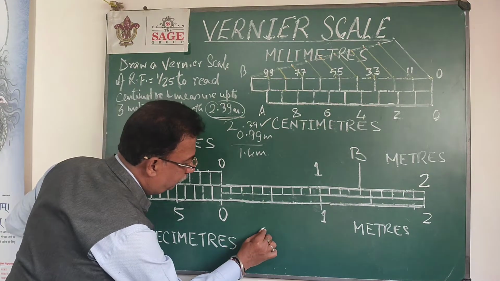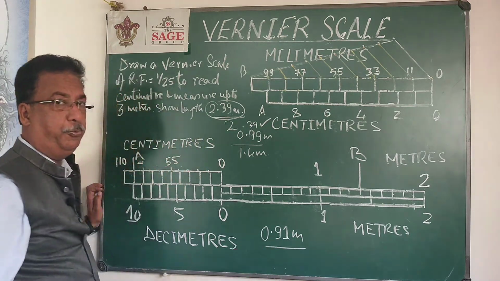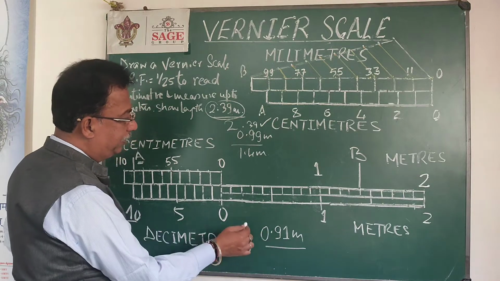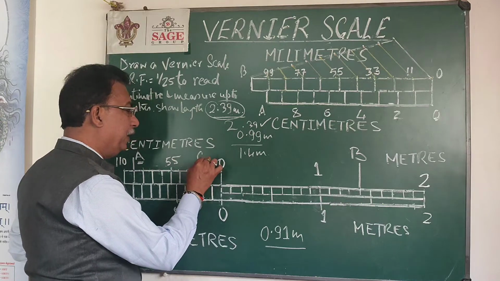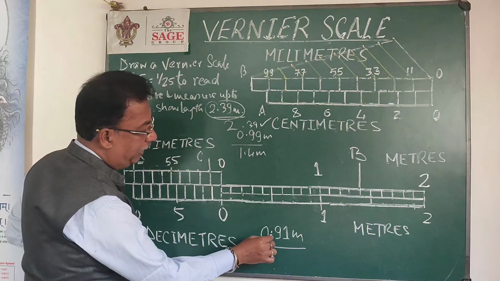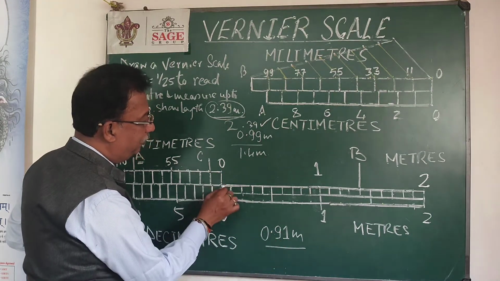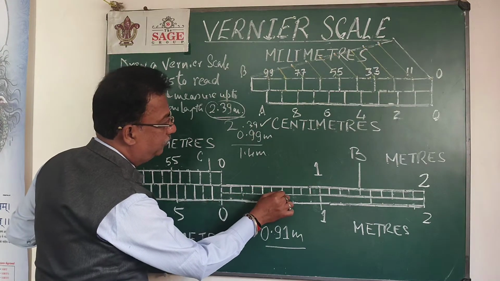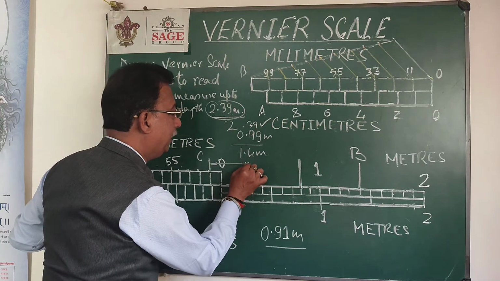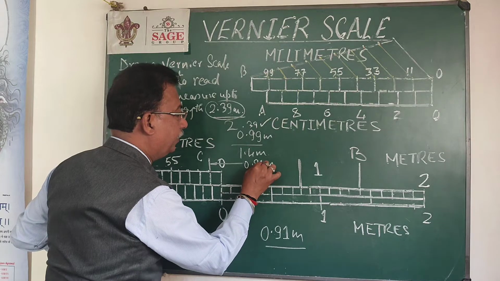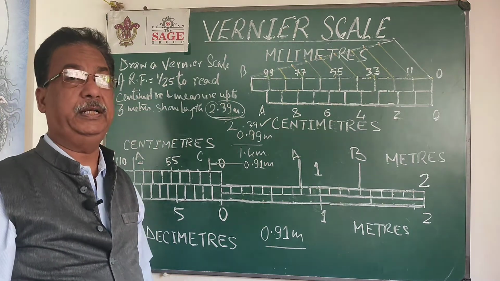Suppose I want to measure one more distance, 0.91 meter. Now for 0.91 meter, the last digit will be 1 centimeter. So if I go to this first part, this will be 11. If I name it C, this will be 11. 11 means 0.11 meter. So if I subtract 0.11 from 0.91, that will be 0.8. So 1, 2, 3, 4, 5, 6, 7 and 8. So now the distance between these two lines will be 0.91 meter. So this is the way to measure distances from the vernier scale.